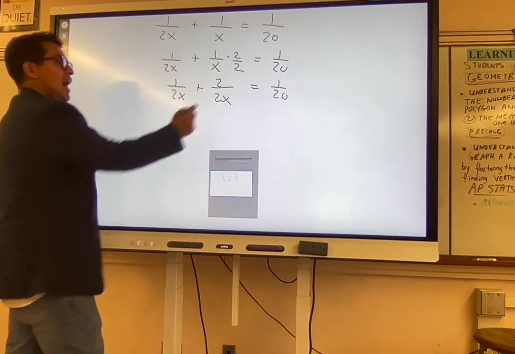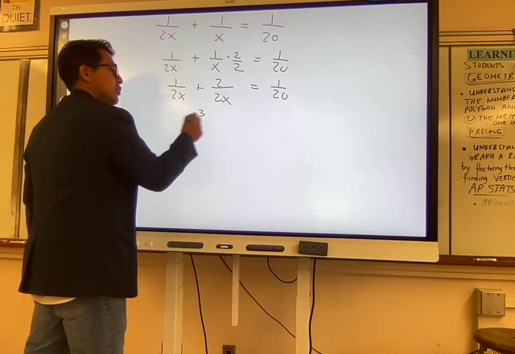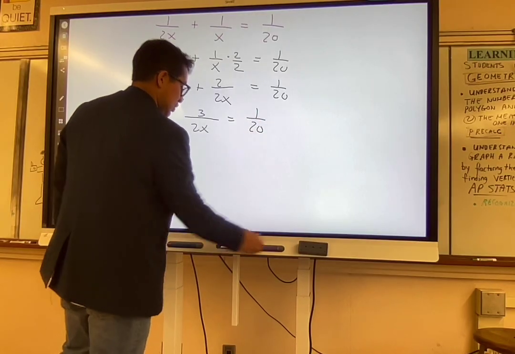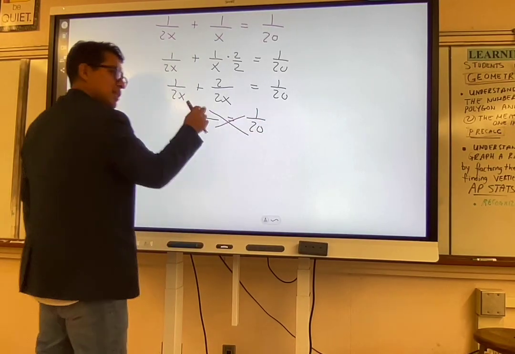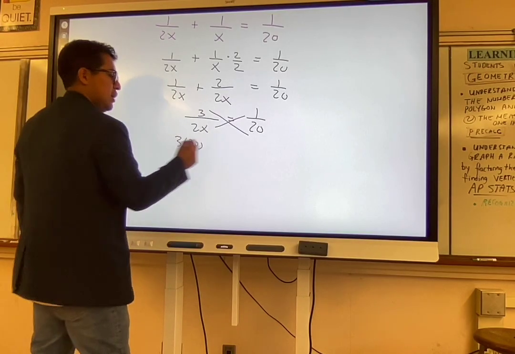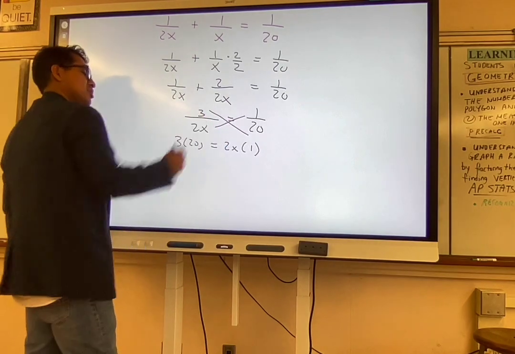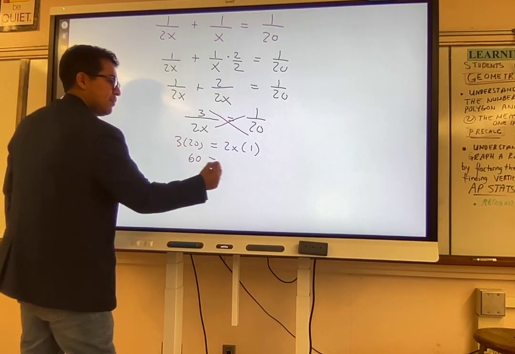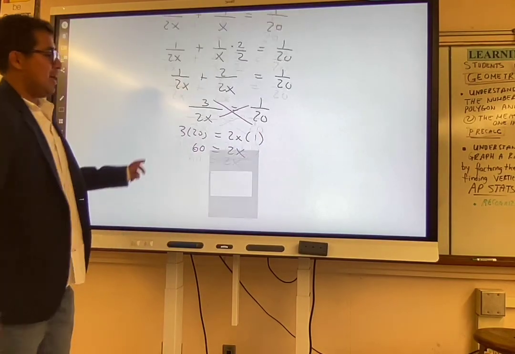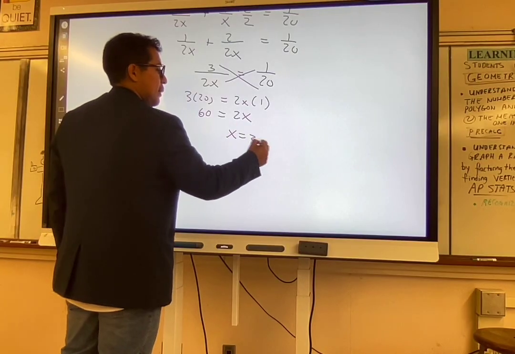Now, I have two fractions with the same denominator. That means I can add them. 1 plus 2 is 3 over 2x equals 1 over 20. And at this step, I would do what is called cross multiplication. Anytime I'm saying two fractions are equal, that is true if and only if 3 times 20 is the same thing as 2x times 1, okay? Multiply these two numbers, multiply those two numbers. 3 times 20 is 60. 2x times 1 stays 2x, because anything times 1 is the same. And from there, I think you can see the answer. 2 times x is 60. x has to be 30.